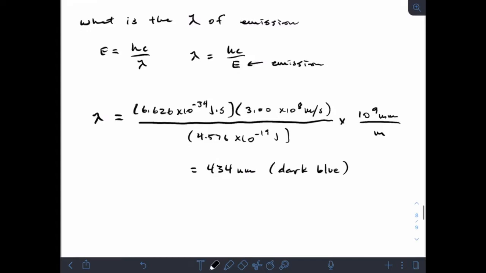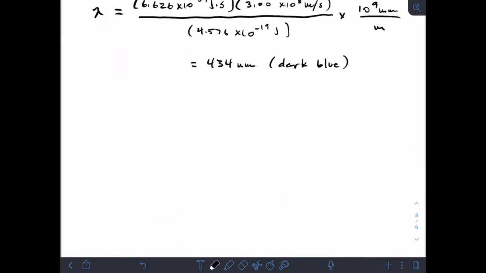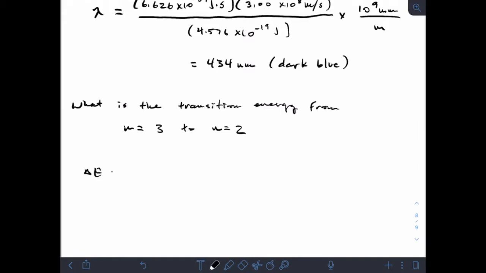Okay, so let's do another one like this. So what is the transition energy from n equals 3 to n equals 2? So delta E equals our R_H value, the Rydberg constant, 2.179 times 10 to the negative 18 joules. N equals 3 to n equals 2. That makes 3 my initial, 2 my final.